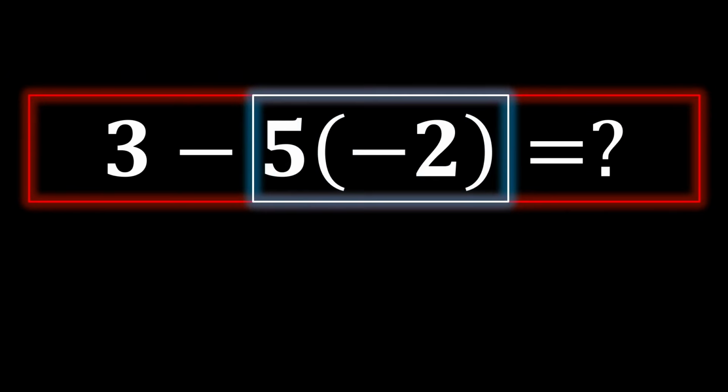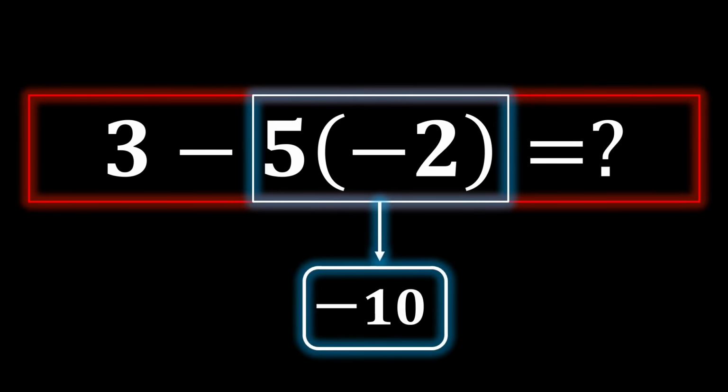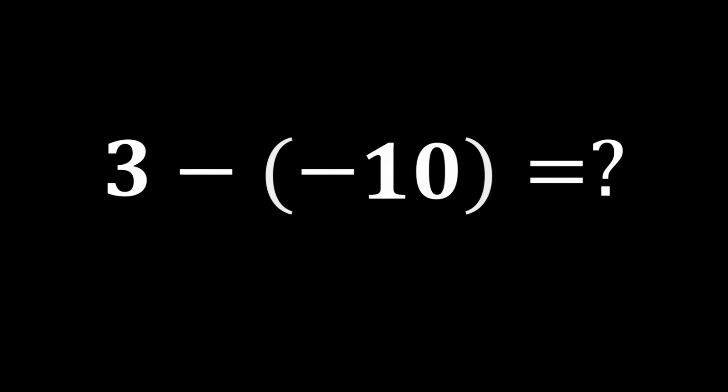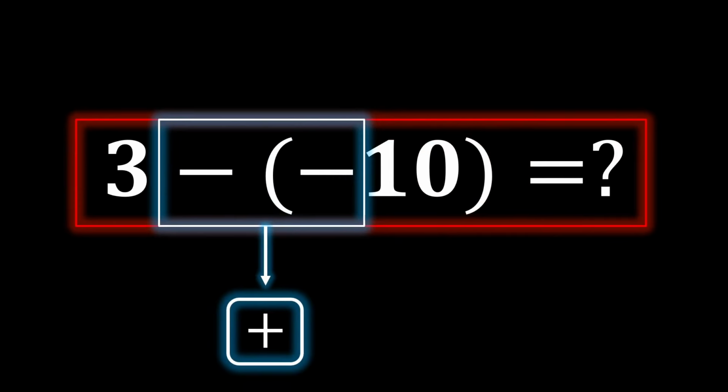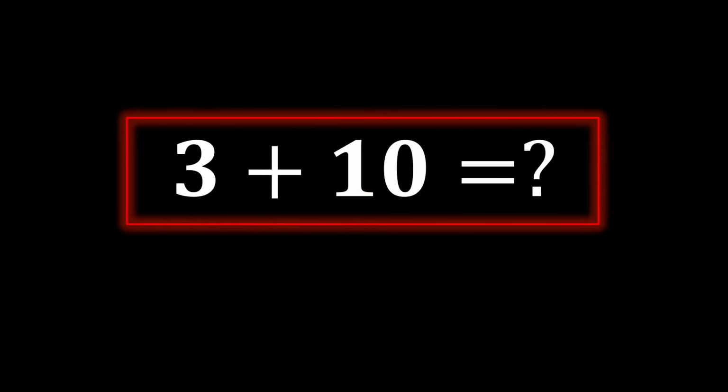According to PEMDAS, multiplication has a higher priority than subtraction, so we perform the multiplication first. 5 multiplied by -2 becomes -10. 3 minus -10. The negative signs combine and turn into a positive sign. So the expression becomes 3 plus 10, which gives the answer 13. Therefore, our final answer is 13.